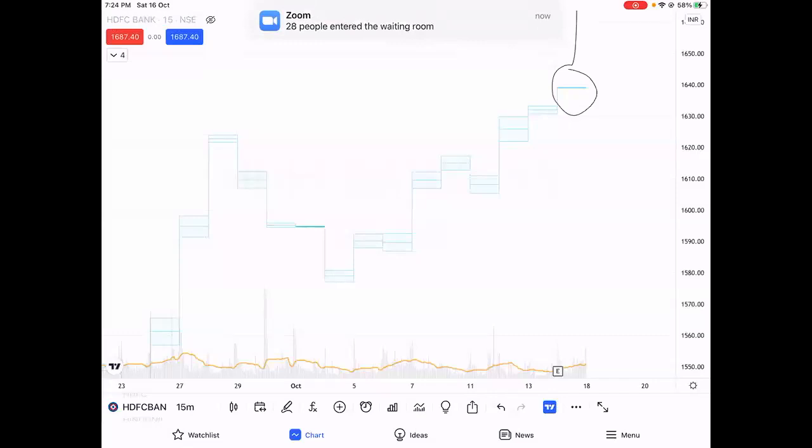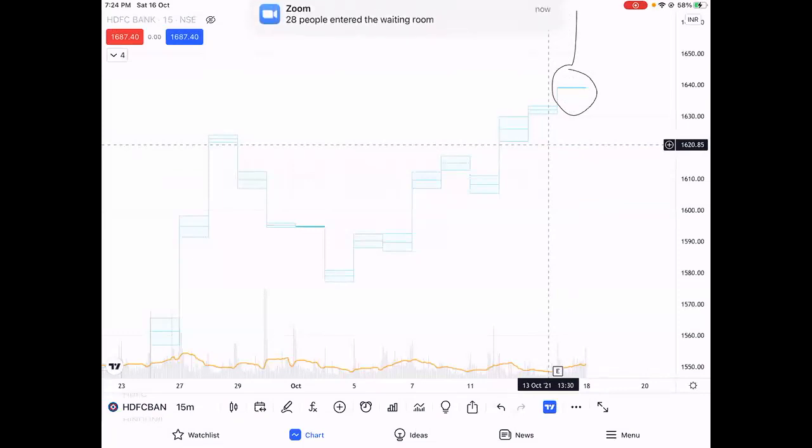So technically, coming back to the first CPR, the narrow CPR. Narrow CPR indicates that the previous day's range, I mean, that this CPR is narrow. 14th October CPR is narrow. So what does this mean? 13th October had a range which was very, very close.